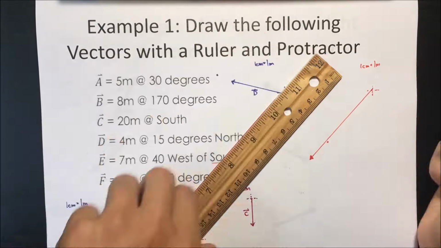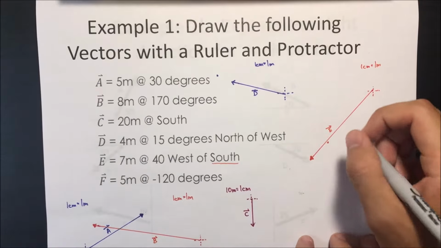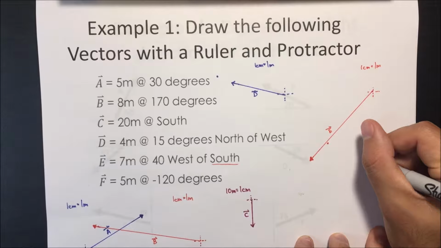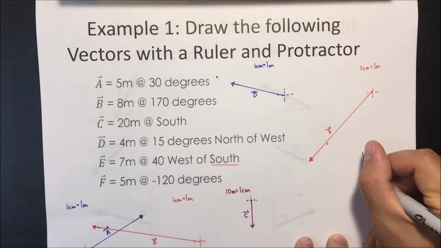There's going to be a little bit of error in these kind of things. All right, the last one, F, says 5 meters at negative 120 degrees. So what we're going to do again, we're going to make it right here. 1 centimeter is equal to 1 meter. I'm going to do my little cross section here.